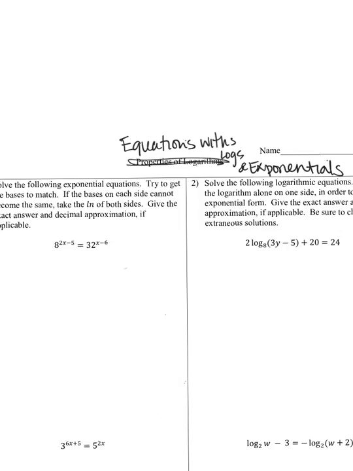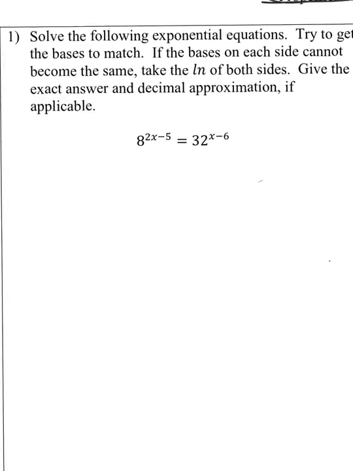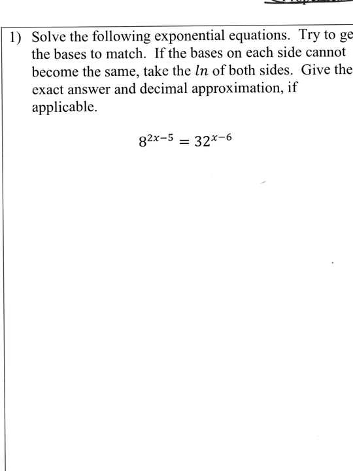All right, so the very first question that we have is 8 to the 2x minus 5 equals 32 to the x minus 6. Now, if you're looking at the directions, it said that we want to try and make the bases match each other. So, if we're going to do that, see if we can make the 8 and the 32 with the same base.